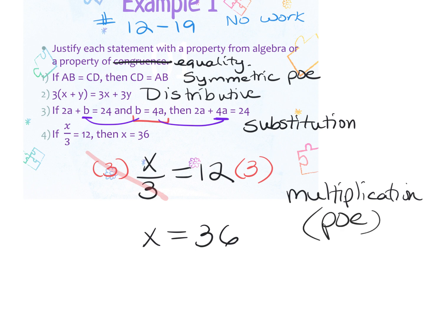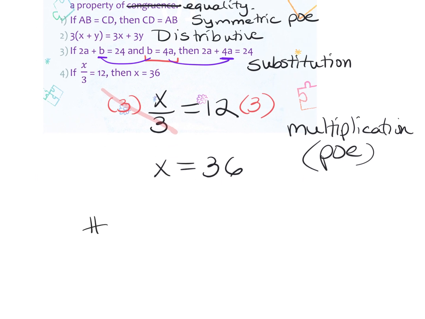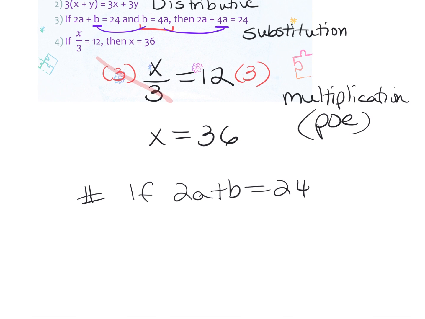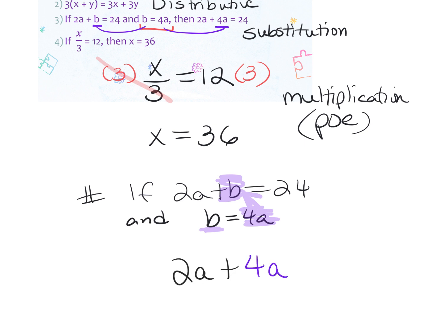So for the substitution, here's number 3 again. They're giving us that 2A plus B equals 24, and they also gave us that B equals 4A. So what they wanted us to do was take what B equals, this B right here, and replace it with the 4A. So then the new number sentence is now 2A, and then they took out the B and put 4A in there.